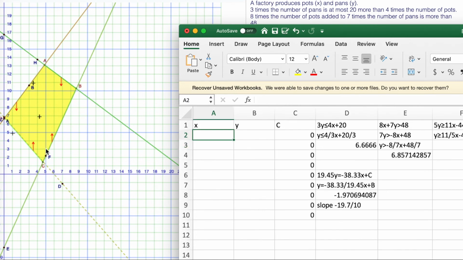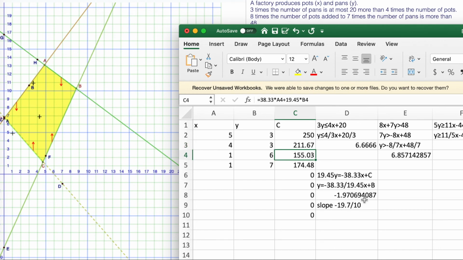This is 5, 3, and 4, well, 4, 2 is out, so 4, 3. So let's fill that down. 4, 3 is even better than 5, 3. Well, let's go to 1, 6. See what that does for us. 1, 6 is even better. 1, 7. Well, it looks like this is going to be our minimum, 1, 6.